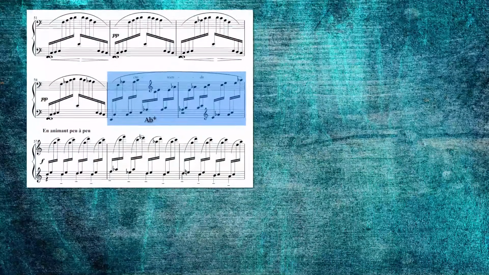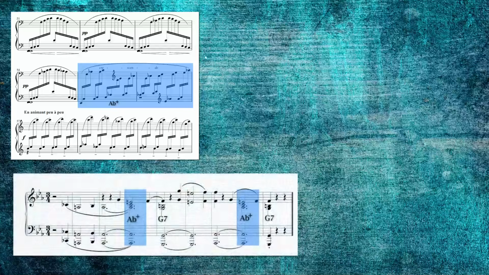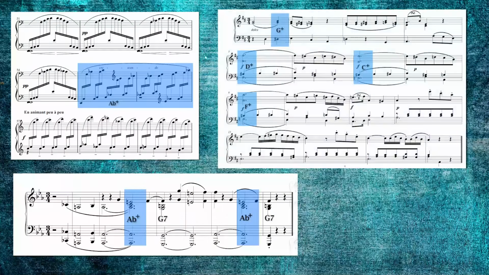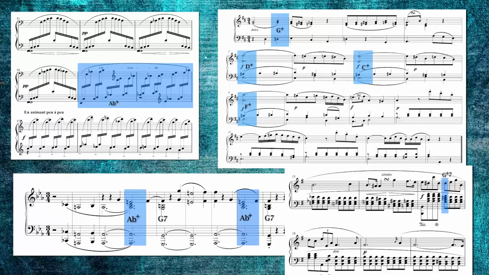So these are a few examples of augmented triads being used in compositional works. I hope this triad can be included in our understanding of music theory and not be shunned from the other chords.